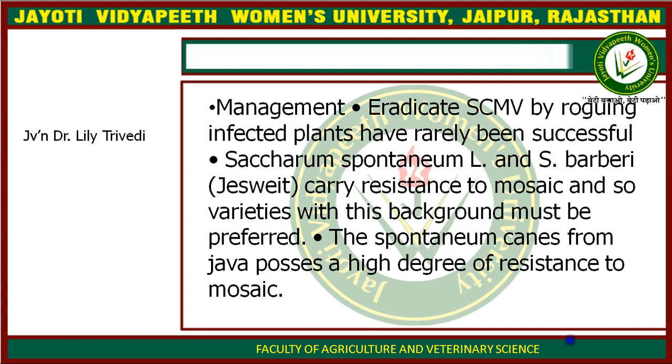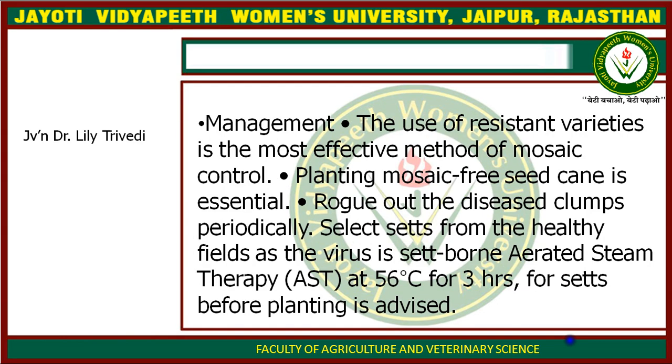It can also be managed by eradicating the SCMV by roguing infected plants, but this has been rarely successful. Saccharum spontaneum L. and Saccharum barberi Jeswiet carry resistance to this mosaic, and so the varieties with this background must be preferred. The spontaneum canes from Java possess a high degree of resistance to mosaic. The use of resistant varieties is the most effective method of mosaic control.